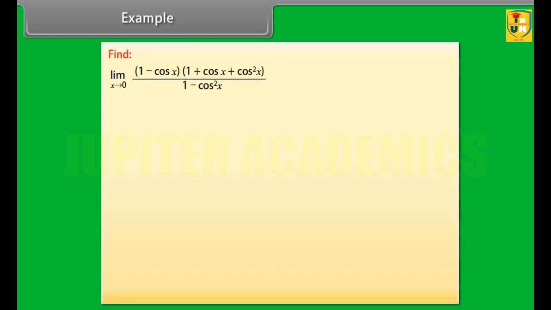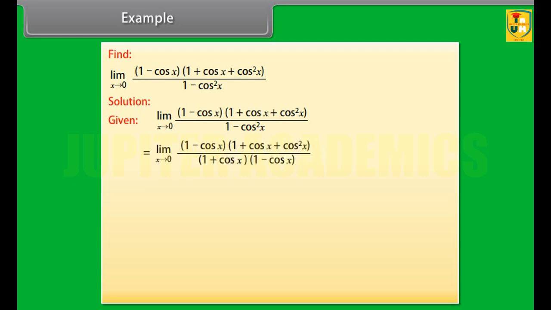Find limit x tends to 0 of (1 − cos x)(1 + cos x + cos² x) divided by (1 − cos² x). Solution. Given limit x tends to 0 of (1 − cos x)(1 + cos x + cos² x) divided by (1 − cos² x), which is equal to limit x tends to 0 of (1 − cos x)(1 + cos x + cos² x) divided by (1 + cos x)(1 − cos x). Limit x tends to 0 of (1 + cos x + cos² x) divided by (1 + cos x). (1 + cos 0 + cos² 0) divided by (1 + cos 0).